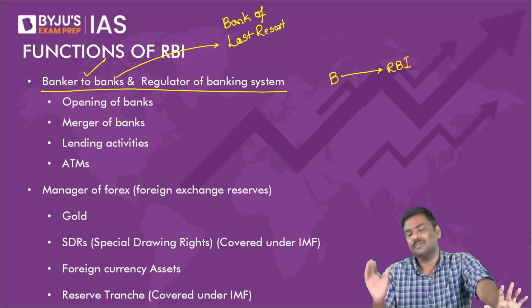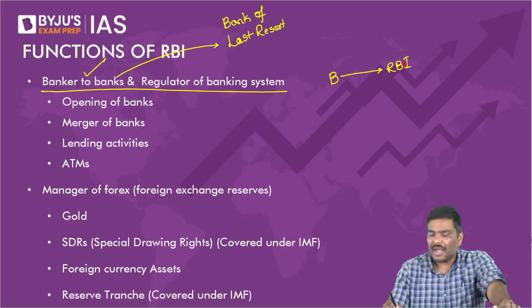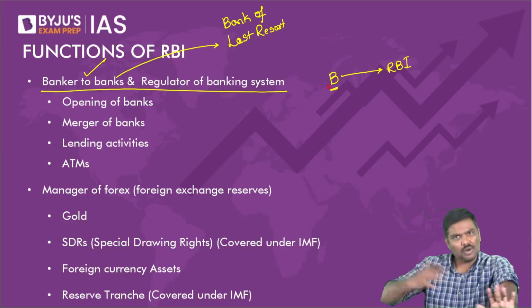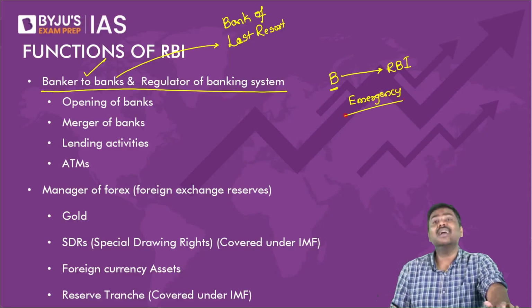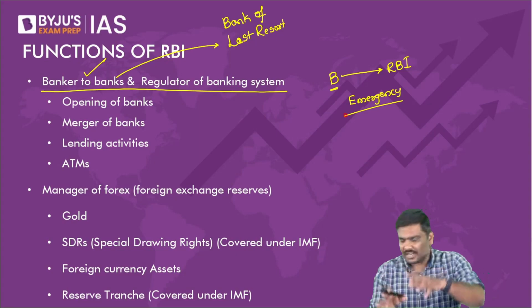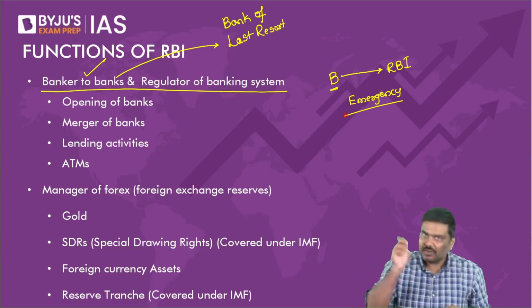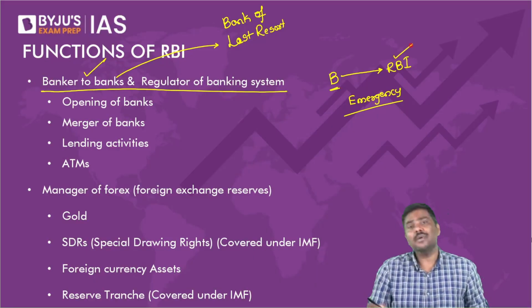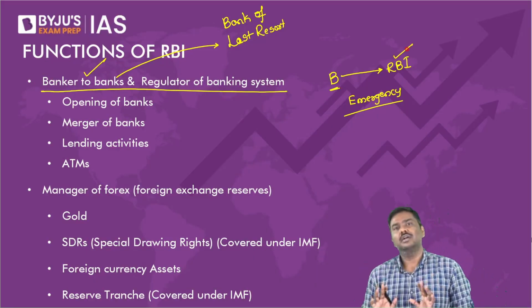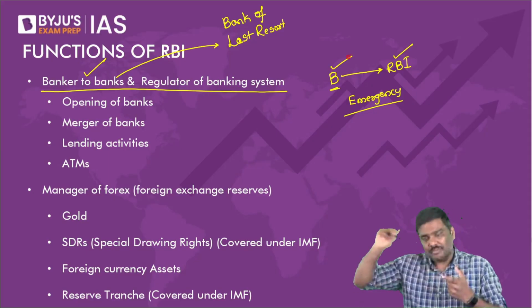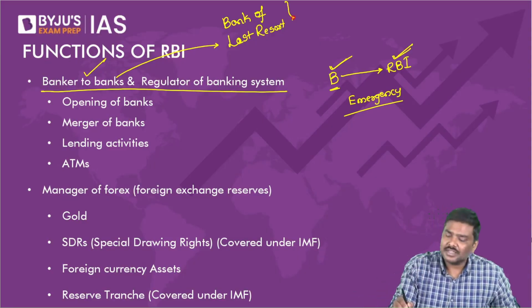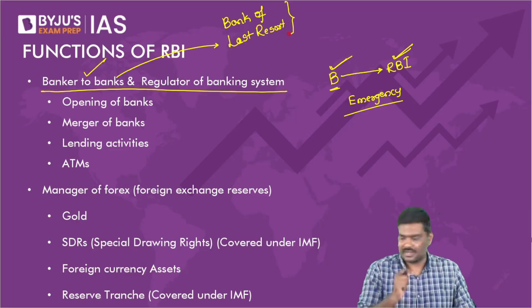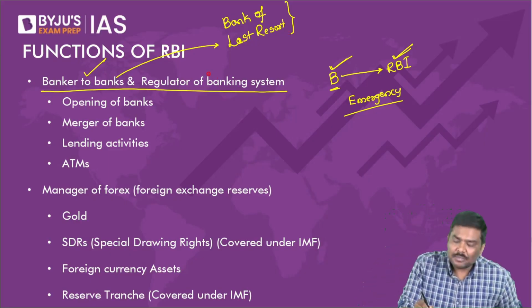The banks can always go to the Reserve Bank of India and borrow from RBI during normal times. What if there is an emergency? What if the bank is in crisis mode, facing certain issues? Even now, the bank can approach RBI and borrow from RBI. Because even during emergencies the banks can approach RBI, this is the reason RBI is referred to as the bank of last resort.